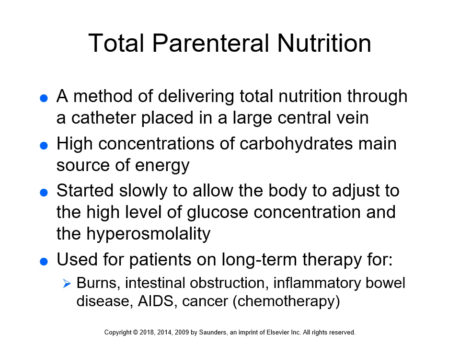Total parenteral nutrition, or TPN, is a method of delivering complete nutrition through a catheter placed in a large central vein, or subclavian vein. A large central vein with a high blood flow is needed to dilute the solution rapidly. The solution may also be infused through a port implanted in the patient's chest wall or through a peripherally inserted central catheter known as a PICC line. These options are used for patients receiving long-term therapies such as those with massive burns, intestinal obstruction, inflammatory bowel disease, AIDS, and cancer or chemotherapy.